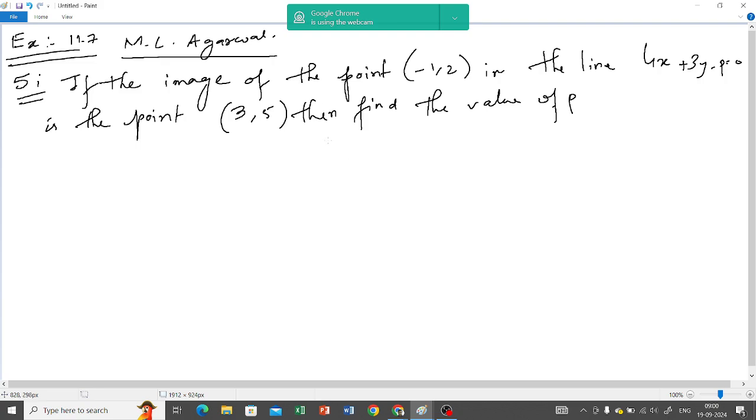Yeah. Try out this sum. This sum is not related to reducible any form, but it is actually related to the reflection chapter which we did in class 10. Try it out.